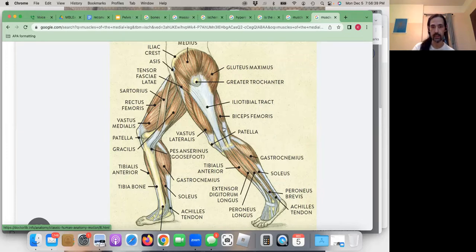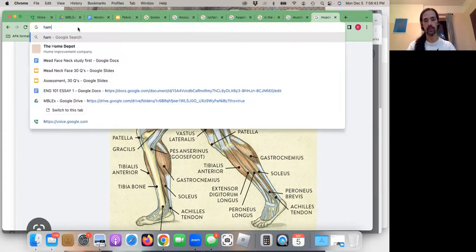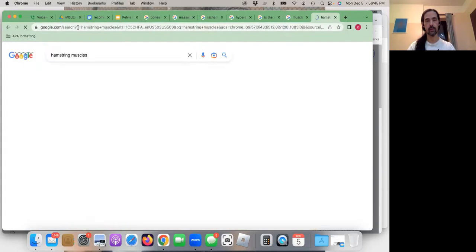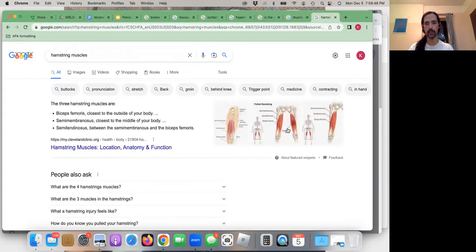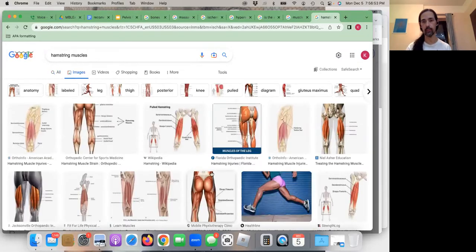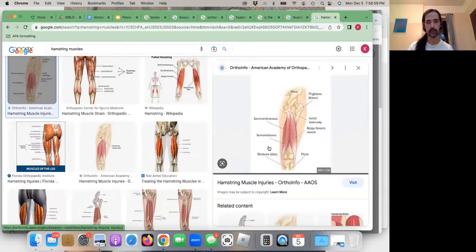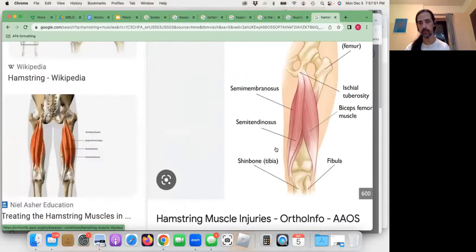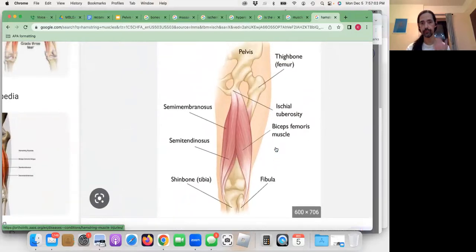And let's get into some of the specific muscles that are going to be a little tricky. Or, I mean, I don't know if they're going to be tricky for you. They are for me, and they are for most people. This is a good one. I like this one. It's clear, simple.